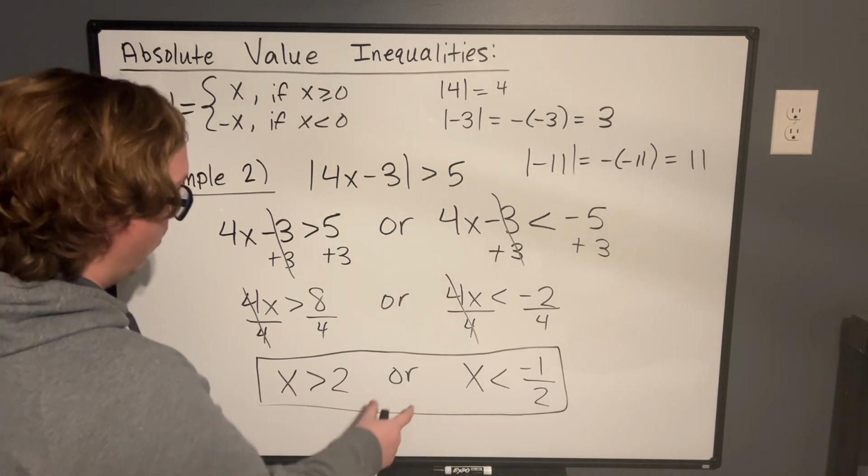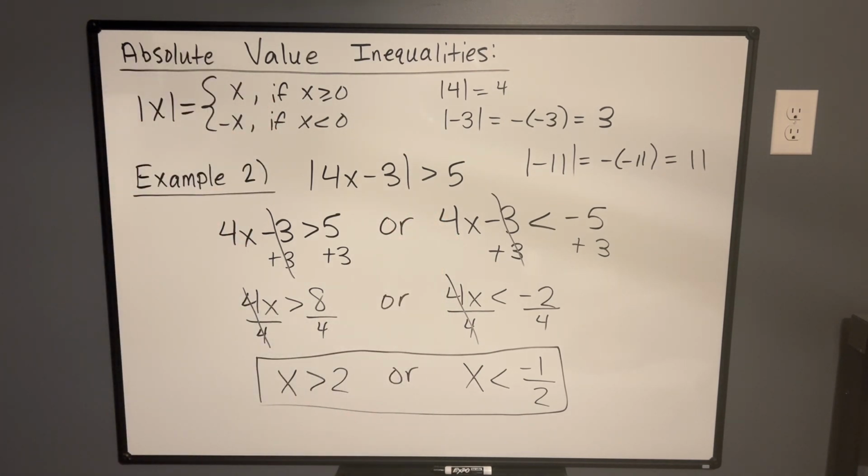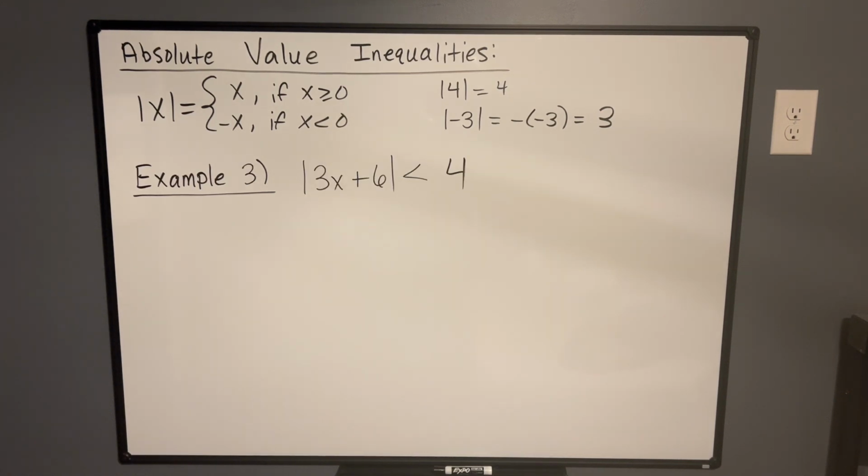Now remember, we need the "or" just because we started out with a greater than. If it was less than, then it would be "and". All right, so that's the end of example number 2. Let's move on to example number 3. All right, so here we have example number 3.